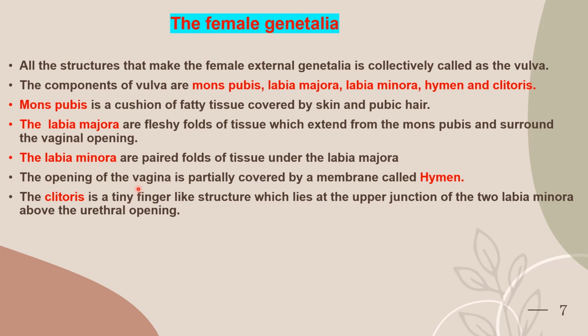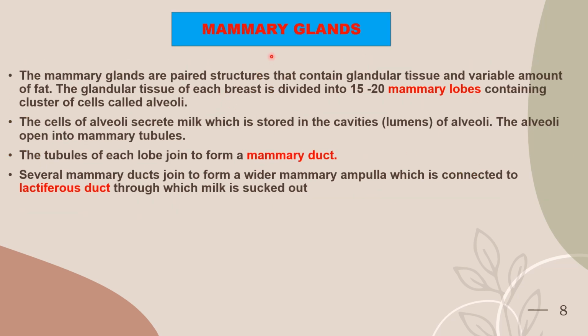And furthermore, you have the clitoris, which is a tiny finger-like structure that lies at the upper junction of the two labia minora above the urethral opening. This is the structure above the female genitalia. Yes. Next we are going to learn about the mammary glands.